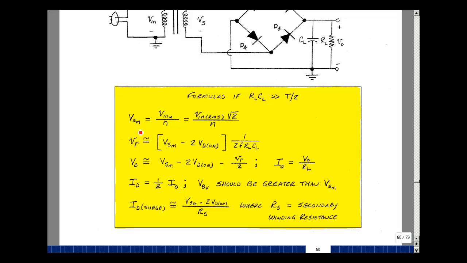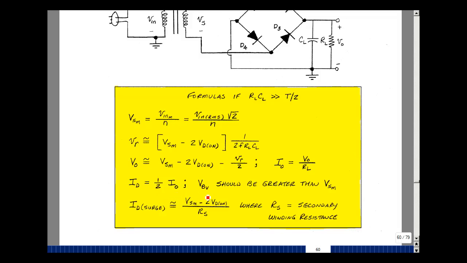The voltage V sub s maximum, which is going to be on the secondary of the transformer, is going to be the input maximum divided by n. The input's usually given in RMS, so I have to multiply that by the square root of 2 to get the peak value. Our formula for ripple voltage was the difference of V sub s maximum minus 2 diode drops, divided by 2f R sub L C sub L. The average value of the voltage at the output is our peak minus half the ripple. The average current is the average voltage divided by R sub L. The average diode current is 1/2 the average output current.